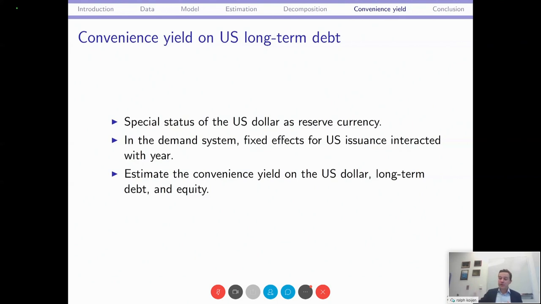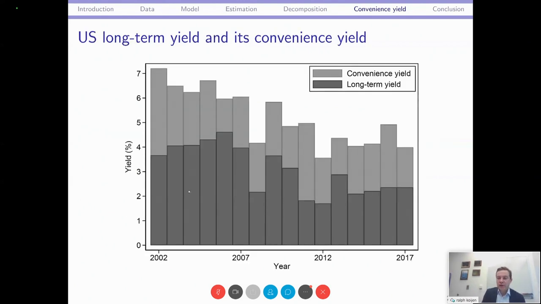So there could be special demand for U.S. equities for reasons we can think about, or long-term bonds or short-term. And so what you see over here is that there's very strong additional demand for U.S. assets. And if you would take that out, there would be a very large effect on long-term yields in the U.S.